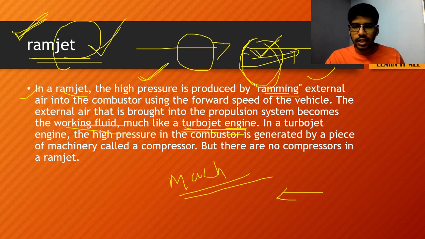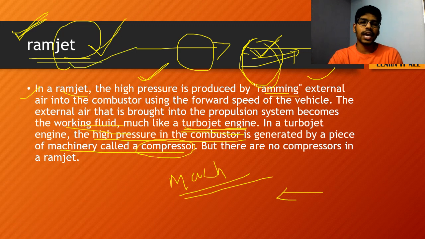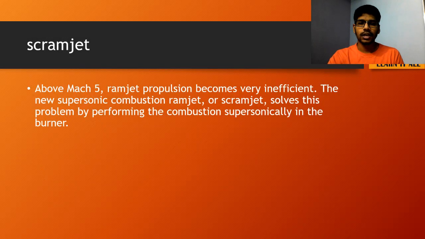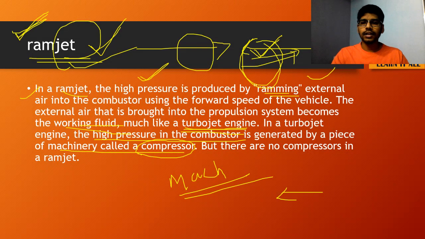In the turbojet engine, the high pressure of the combustor is generated by a piece of machinery called the compressor, right? In the turbojet we are using the compressor, whereas in the ramjet we do not use any such equipment. So we will see about the scramjet as well, right? There is one disadvantage of the scramjet.